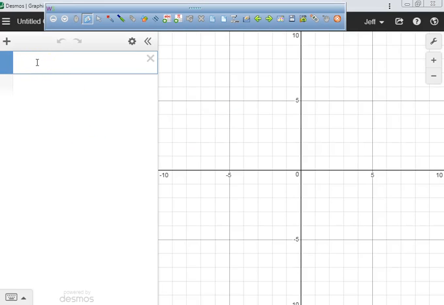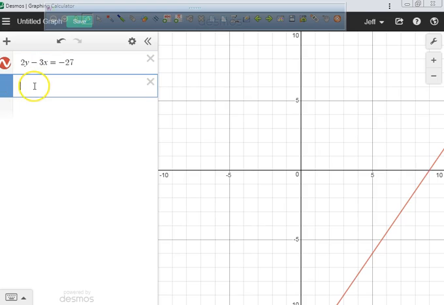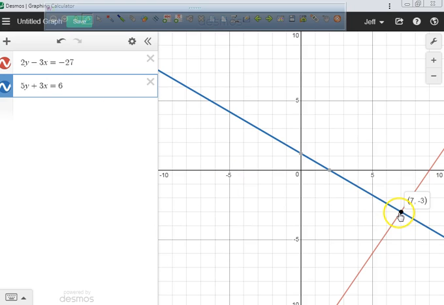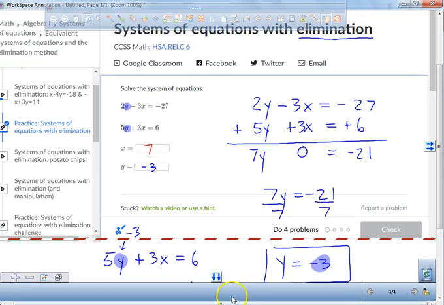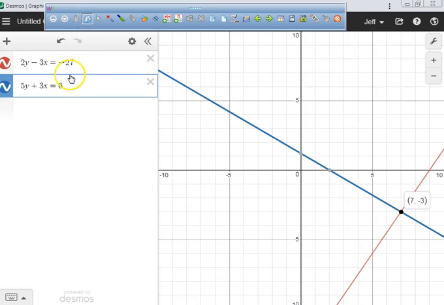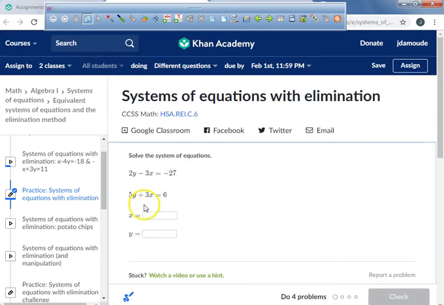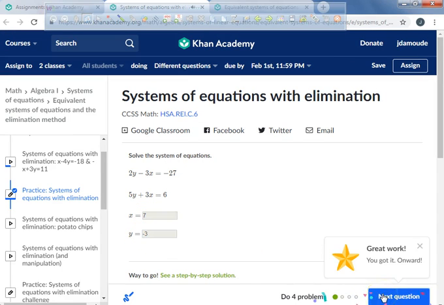What was the first equation? Equals negative 27. Okay, and the next one. Okay, and what were our answers? A 7 and a negative 3. And so if we look back at our work, what did we get by hand? We got a 7 and a negative 3. So therefore, what does that tell us? We got our answer correct. Okay, so I'm going to go ahead and, there we go, type in a 7 and a negative 3 and hit check. All right, so that's what we did yesterday.